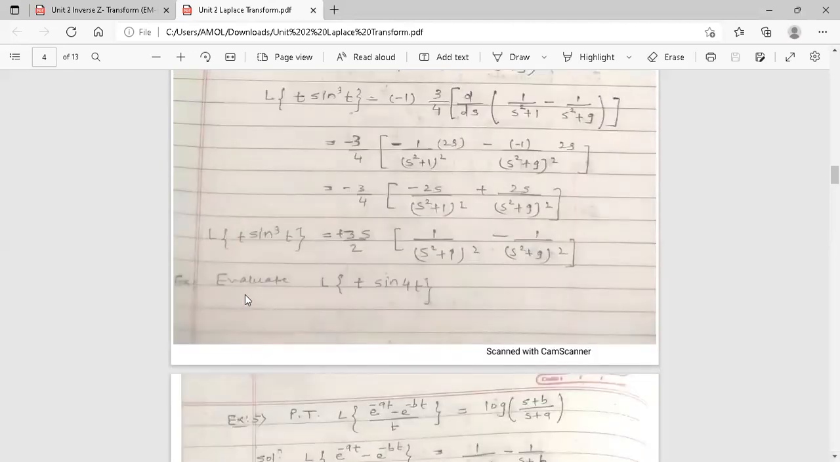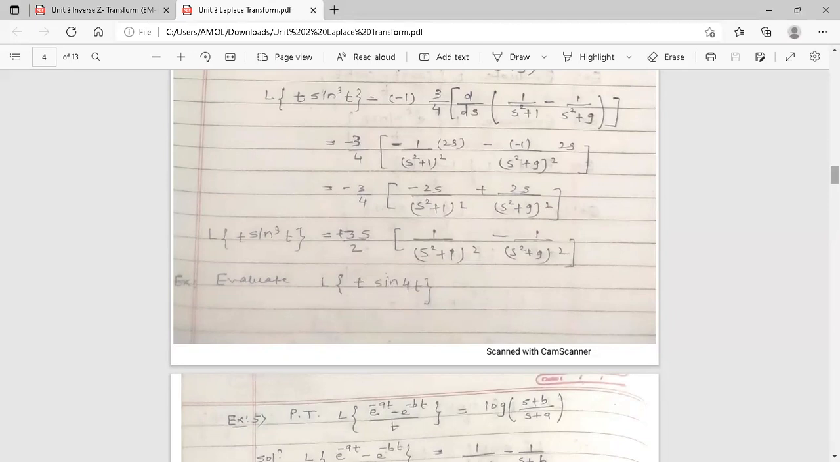Next example: evaluate Laplace of t sin 4t. You can easily evaluate it. You first find the Laplace transform of sin 4t. It will be 4 upon s square plus 16. And then, using the multiplication by t property, you just differentiate that Laplace transform of sin 4t with respect to s once, because the power of t is 1, meaning n is 1. So you will get the Laplace transform of t sin 4t.